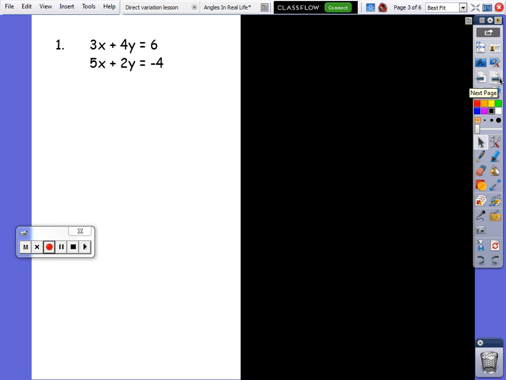So here is my first problem. 3x plus 4y equals 6. 5x plus 2y equals negative 4. So I need to eliminate one of those variables. None of them have the same coefficients. So there's a way to get around this.